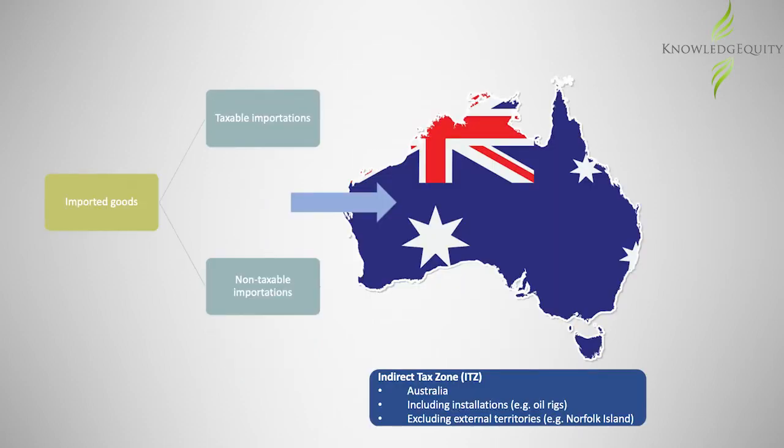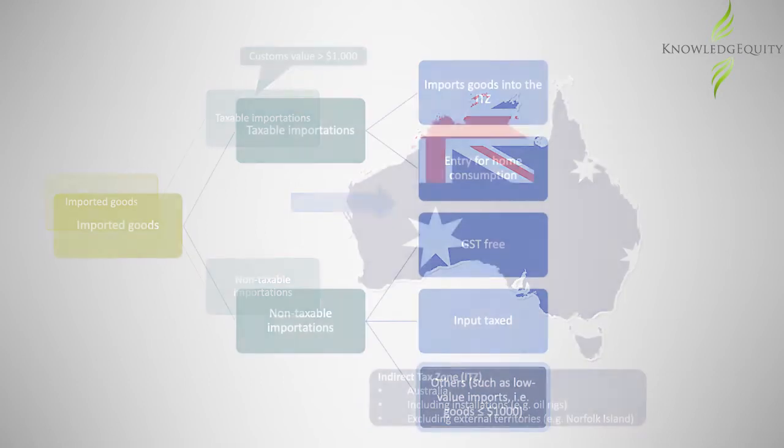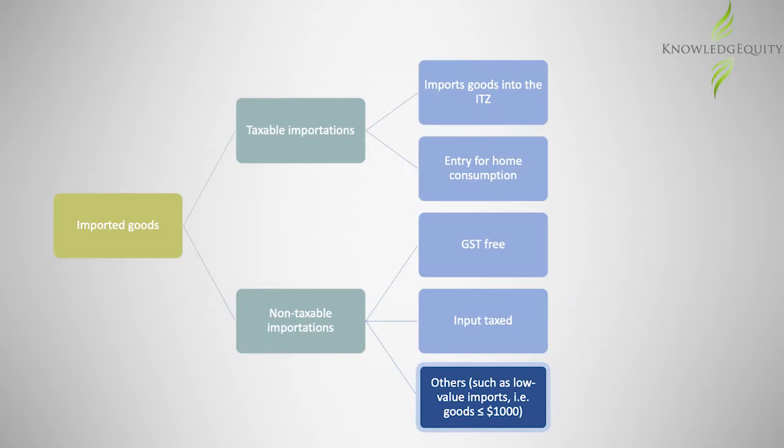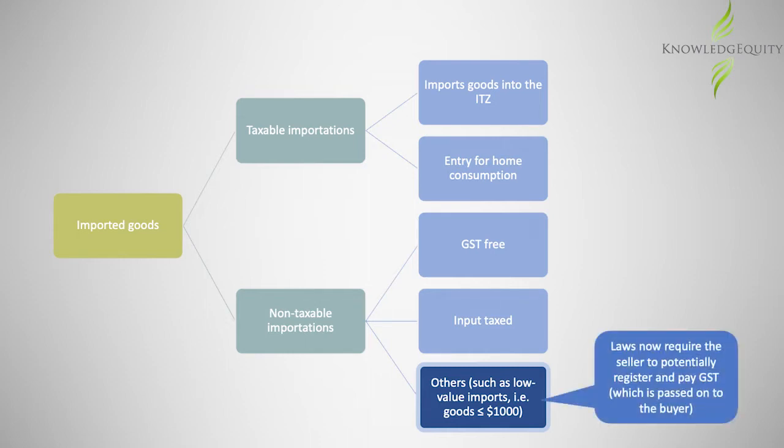One of the conditions for a taxable importation is that the customs value of the goods is over $1,000. This previously meant that many consumers that purchase goods from overseas, usually through online transactions, were able to bring in items costing less than $1,000 without paying GST. However, the law now requires the sellers of such low-value goods to potentially register and pay GST.